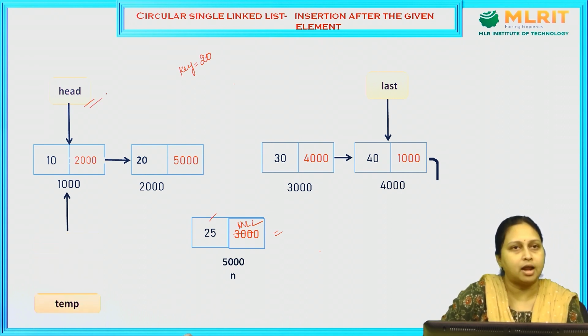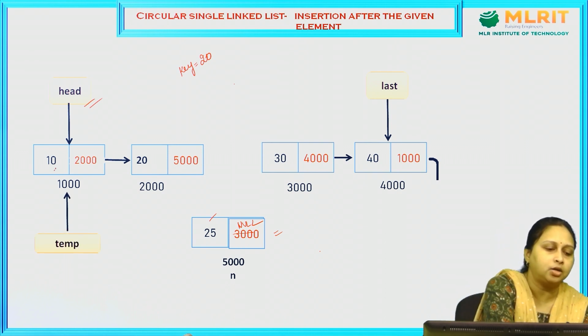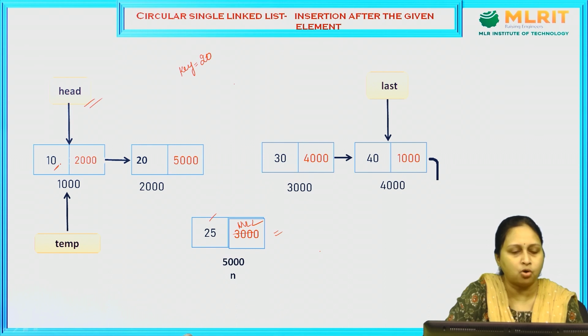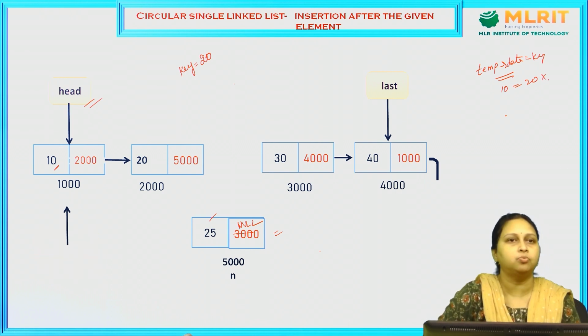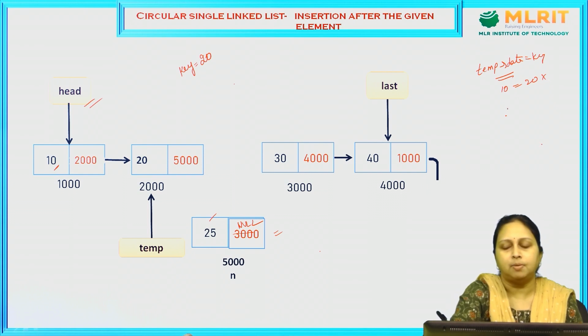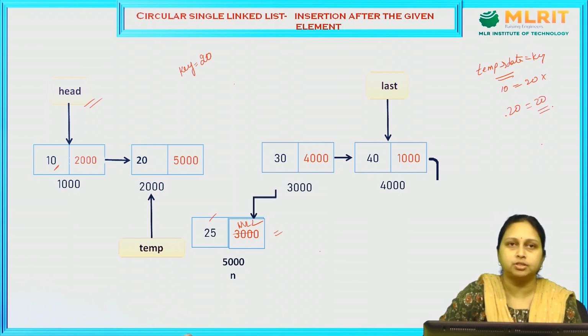Now start traversing through the list, so here first we are going to check whether temp arrow data is equal to the key value or not. We are going to check temp arrow data equal to key. Here temp arrow data is 10, and 10 equal to key value 20 is not true. So we are going to move our temp to the next location. Now, yes, temp arrow data is 20 and 20 equal to 20. Yes, the key value is reached.